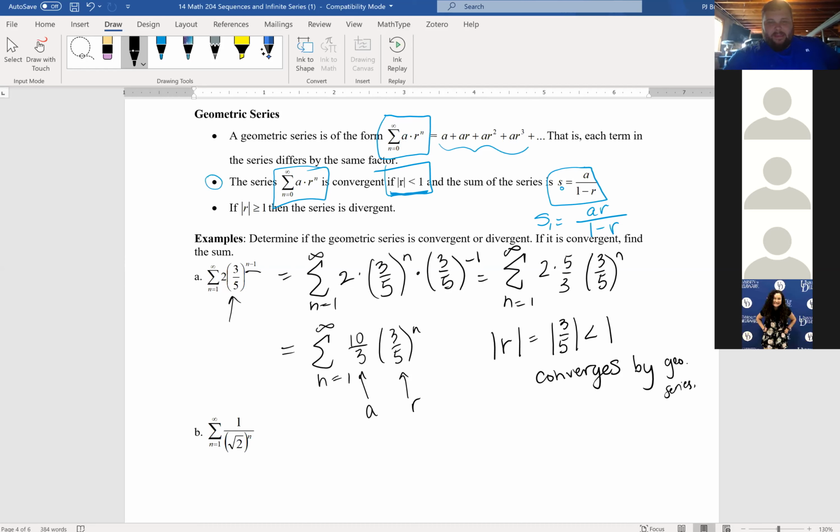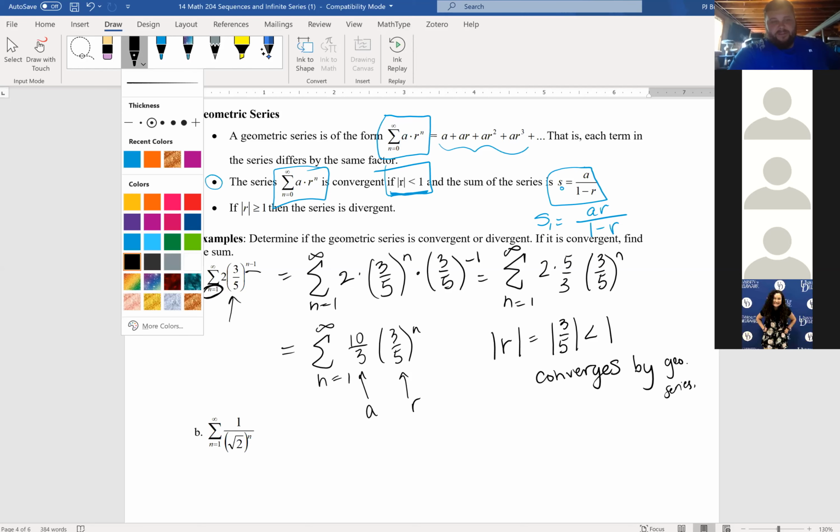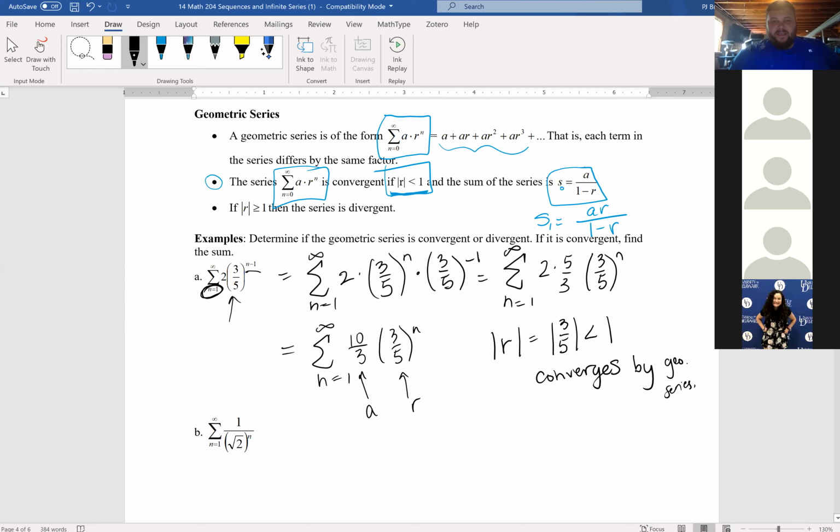We're then asked to find the sum. So the sum is something you have to pay attention to your index for. This starts at 1, which means I need to use the sum for starting at 1, or the thing I called S1. So S1 is a, which is 10/3, times r, which is 3/5, all over 1 minus 3/5.